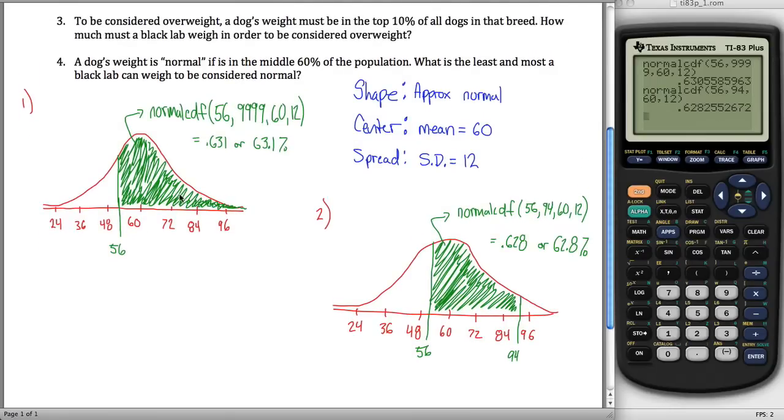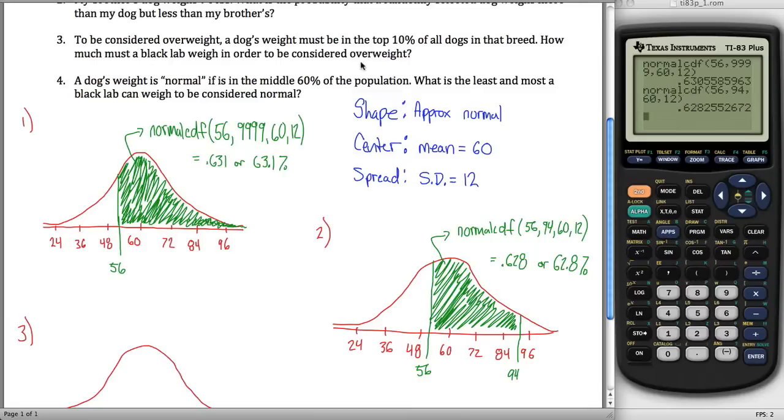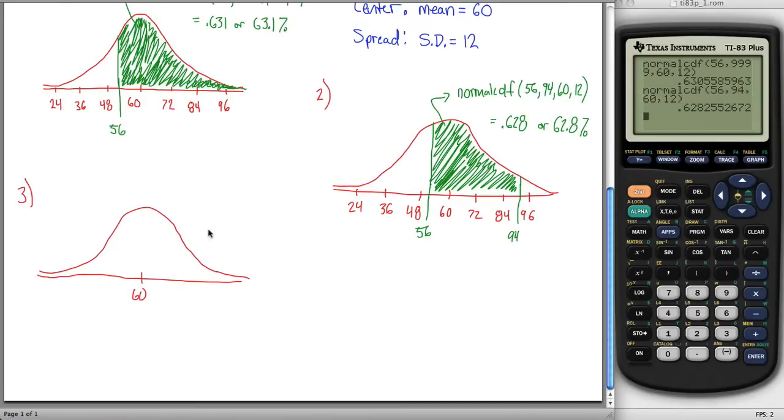Part 3 asks a slightly different question. Still the same picture, which I'll sketch out real quick. Still got 60 in the middle. But now what it's saying is we don't know the value. We're not given this 56 here. We're given the answer, the proportion, the percentage. We want to find the value, the dog's weight, that would leave exactly 10% of the population above that point.